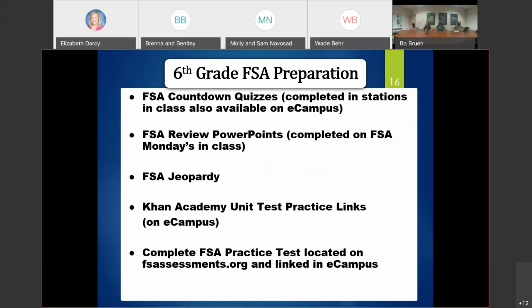We are using Khan Academy. The unit test and all of those practice links are located on eCampus. We're going to be doing some of that in class as well as for homework. And we do encourage the kids and you guys to go into fsassessments.org and look at the practice test. We're going to show you where that is at the end of the presentation, and also there is a link in eCampus.